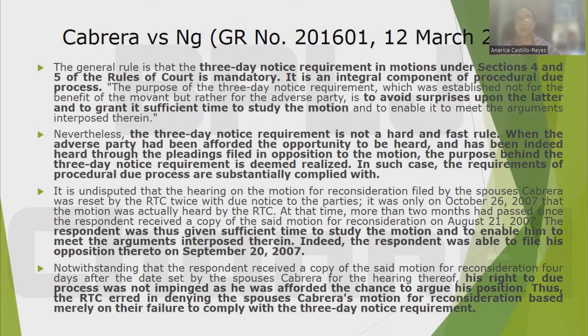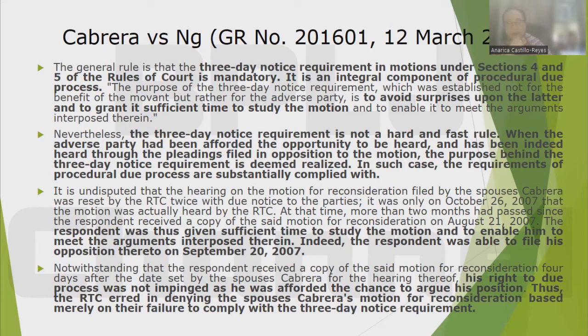Okay, we have the case of Cabrera versus Nam. This is regarding the 3-day notice requirement in motions. That if you file a motion, you have to furnish the other party at least 3 days before the date of the scheduled hearing of the motion. So in this case, the 3-day notice requirement was not met, but the opposing counsel was able to oppose the said motion. Okay, can the 3-day notice requirement be relaxed?